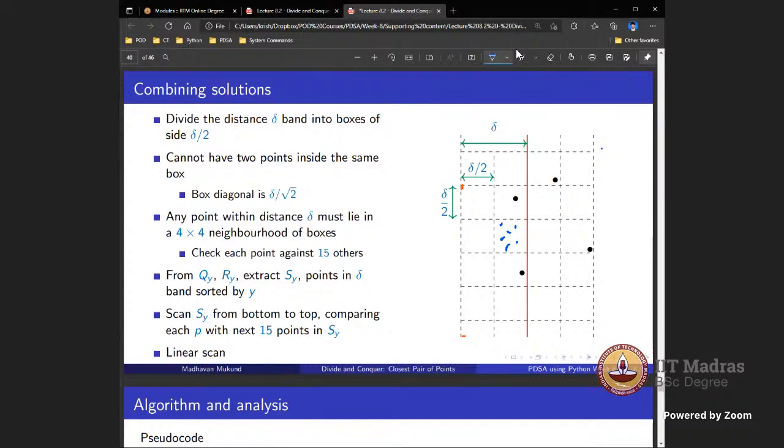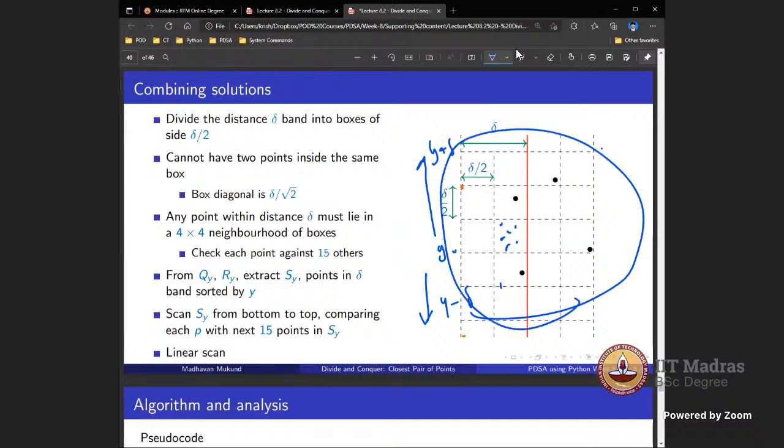Let's say you are fixing some region, some y, from y plus delta to y minus delta, and you have to filter out which points are within this region. Then you have to brute-force compare every point with each other. But it is already sorted. The points are already sorted according to the y coordinate. We can just use it.